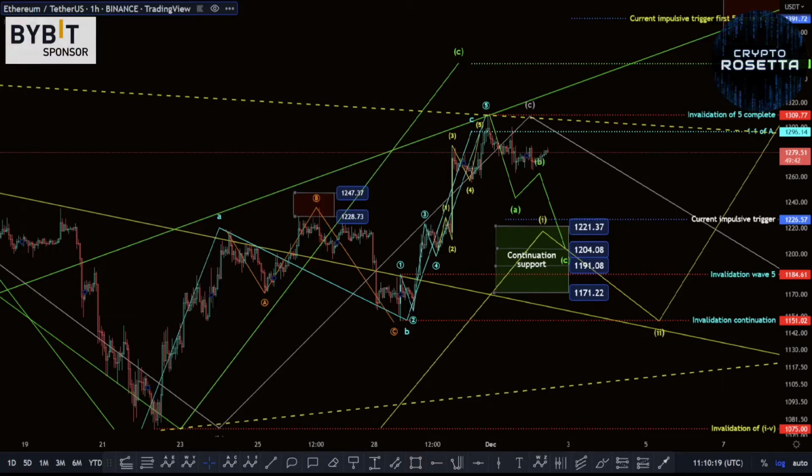Hello and welcome everybody. My name is Savage and today we're going to be looking at Ethereum against its USDT pair.